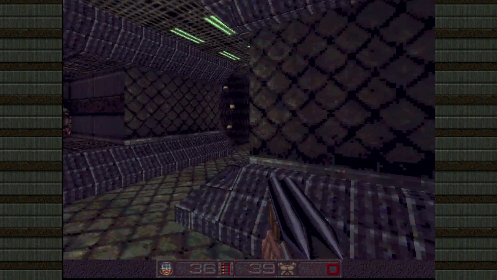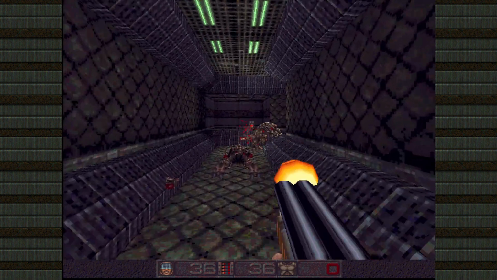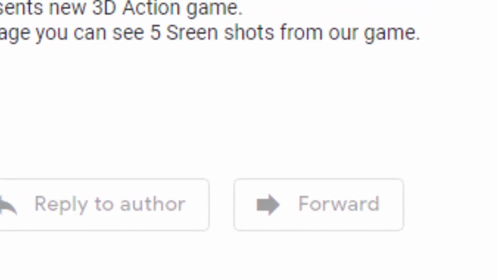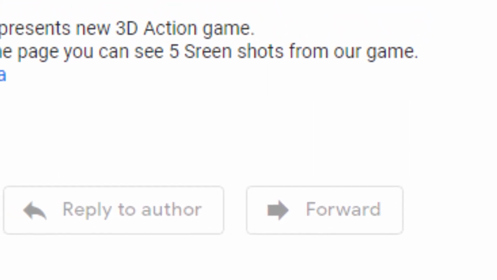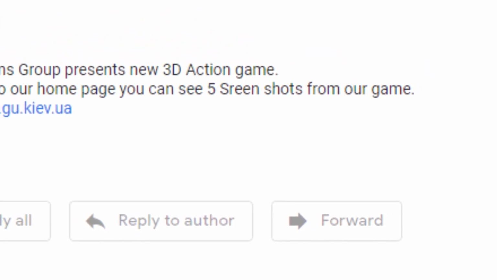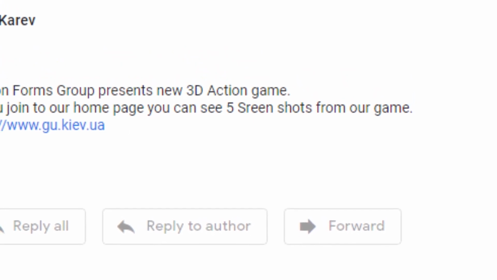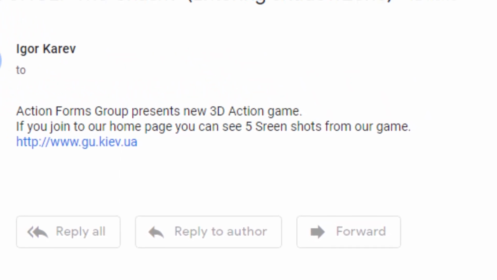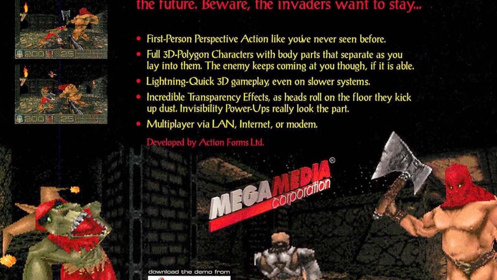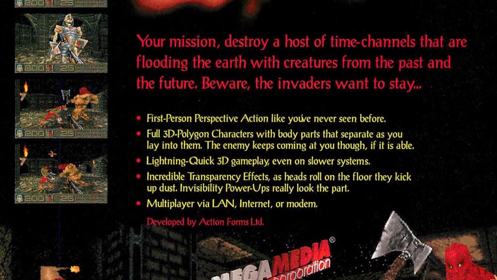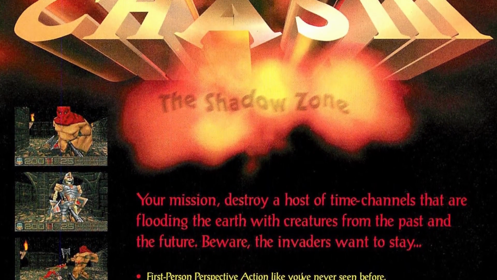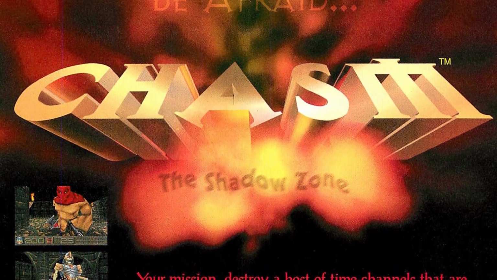The development history of Chasm The Rift remains obscure, with limited information available. However, there have been references to its early development in a Usenet post dated December 15th, 1995. Sadly, the link to the website is no longer available, and even the Wayback Machine has not archived it. We do know that it was originally intended to be called Chasm, Entering the Shadow Zone, but at some point later, it was shortened to Chasm, the Shadow Zone in 1996.